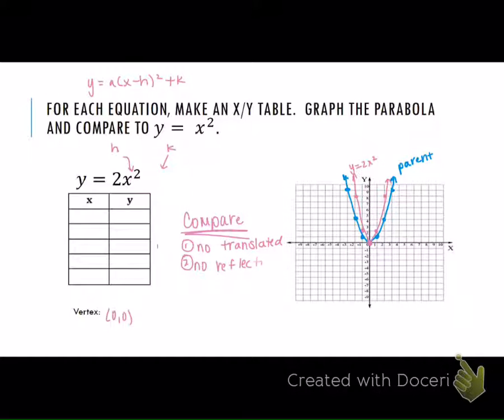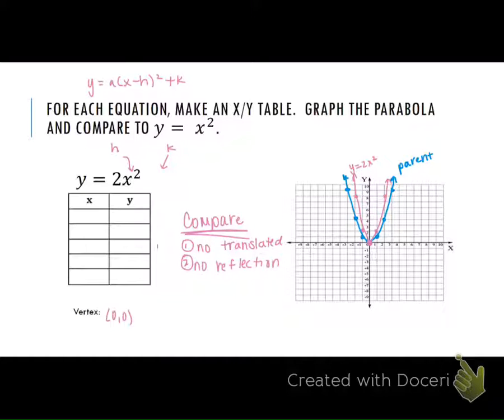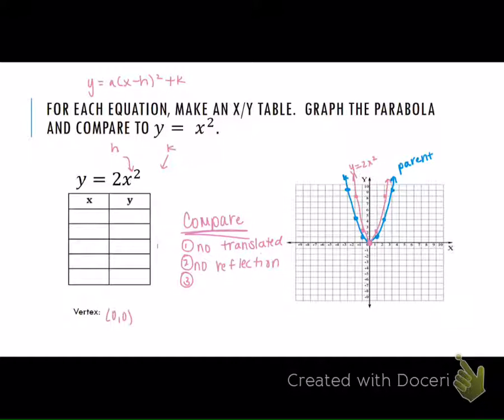So the last thing you look at is if it's stretched, compressed, or stays the same. So is this one stretched, compressed, or stayed the same? It's stretched. And what is our factor we're stretching by? 2. So we stretch by a factor of 2.